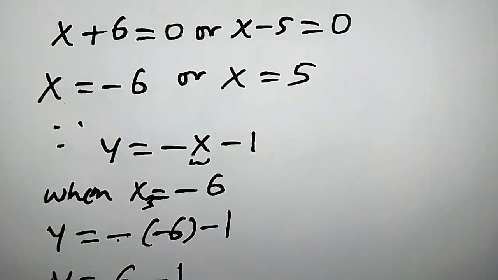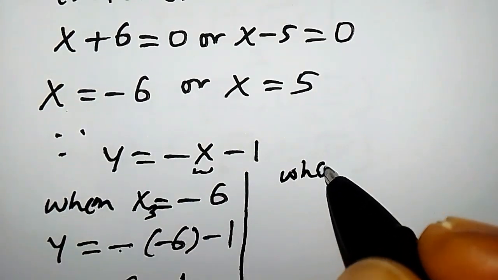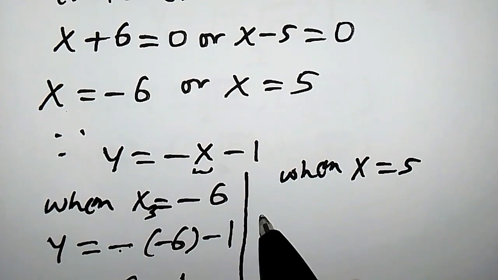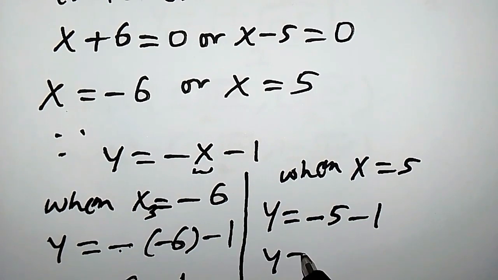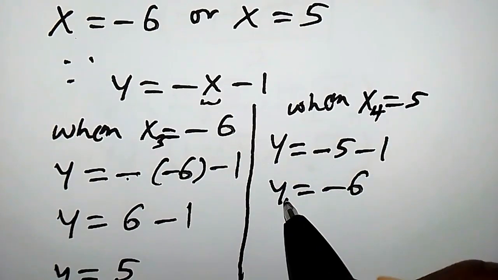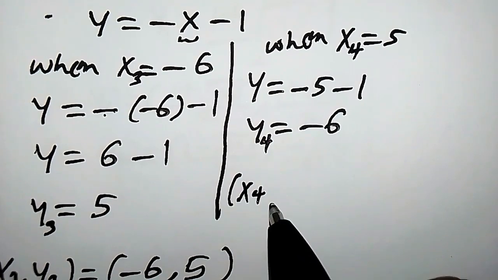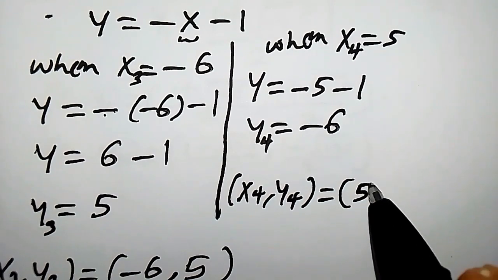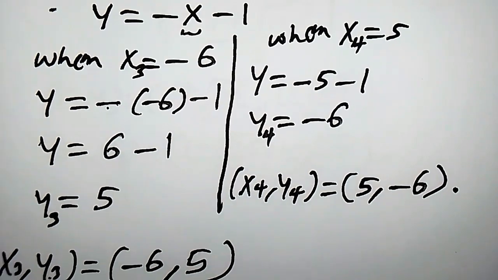Now let us consider when x is equal to 5. Plugging the value of x into this, we have y equal to minus 5 minus 1, that is minus 6. Let's call this x4 and this y4. This means that the fourth solution, x4 comma y4, is equal to what? x4 is 5, y4 is minus 6. This happens to be the fourth solution.